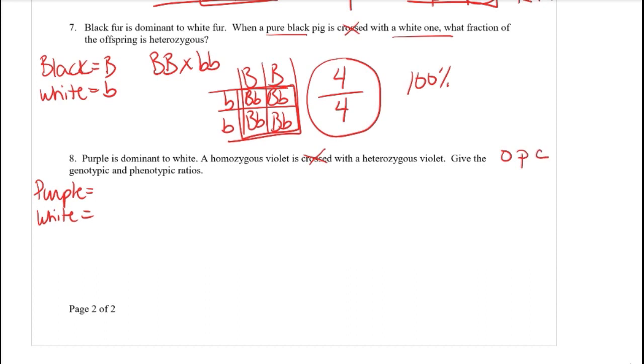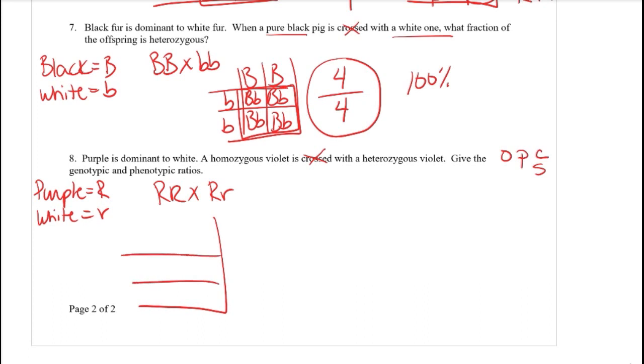There are some problems that have C, but those are more subscript, superscript type problems. S's, that's a bad letter to use. So let's just go ahead and we can use an R, would be fine. So R's. And then a homozygous violet, so 2 capital R's. Heterozygous violet, so big R, little r. And let's go ahead and do our cross.